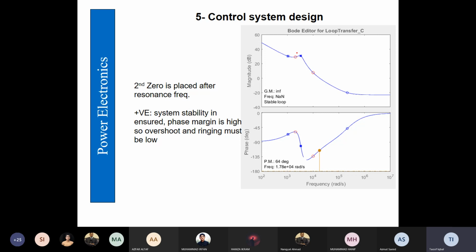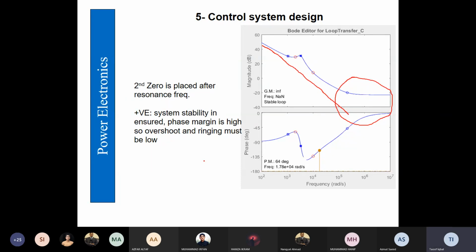So if we compare it with the desired loop gain, which was following the blue line, everything is okay, but there is a difference at the high frequency. We wanted that at high frequency, the Bode plot should go down with higher slope, but due to the system zero, it is flat at the high frequency.